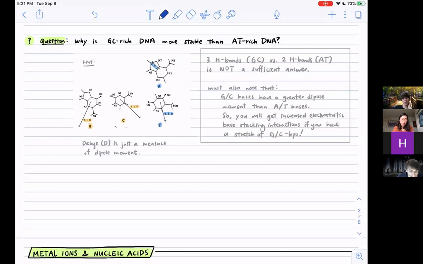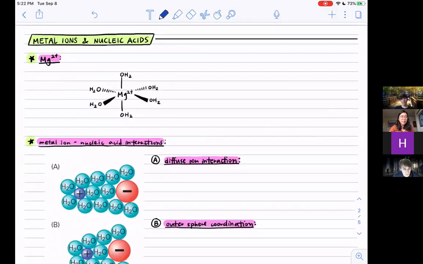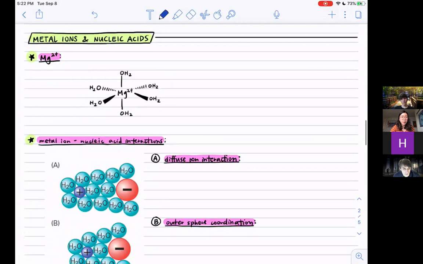You actually don't even need to know that GC base pairs have greater dipole moments. If someone told you, hey, GC-rich DNA is more stable, tell me why, you now know that base stacking interactions are the bigger contributor to duplex stability when compared with hydrogen bonding. So you know that your answer has to primarily focus on increased base stacking interactions for stretches of GC base pairs. Okay, so hopefully that made sense. Now I'm going to talk about metal ions and nucleic acids. That's actually a really important thing to note.